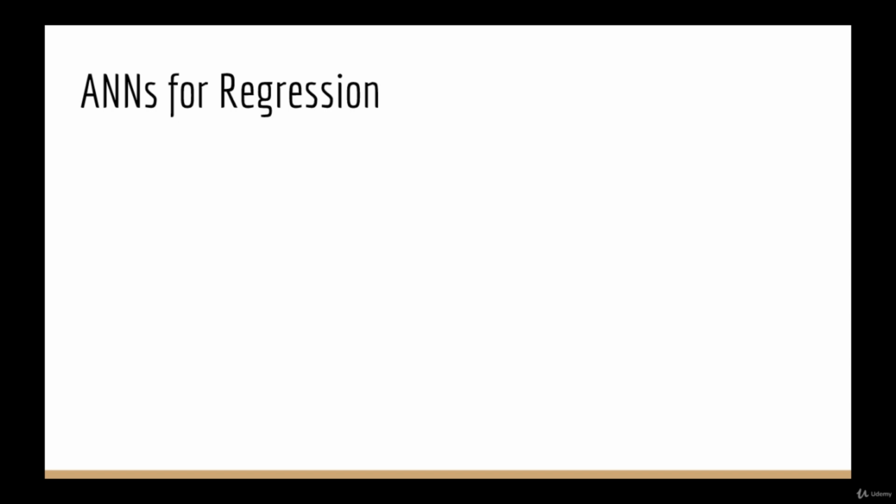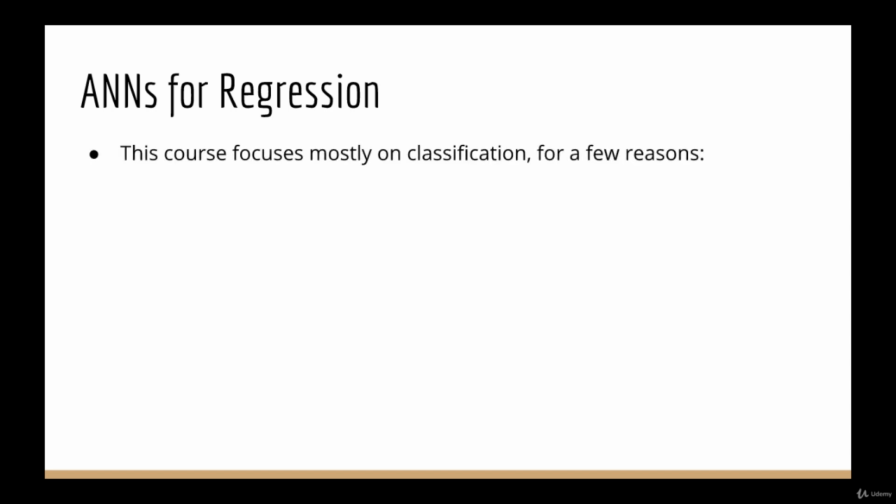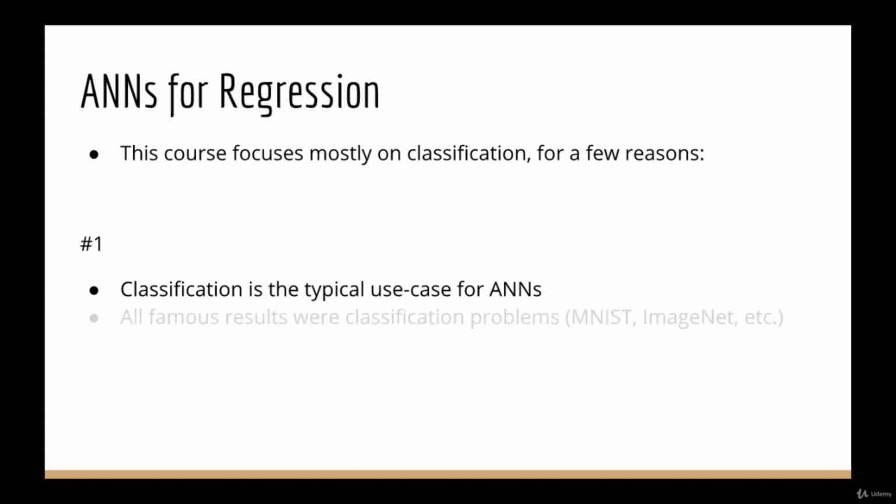Most of this course focuses on classification for a few reasons. Number 1, classification is the typical use case for neural networks. All of the most famous results that have come from neural network research have all been on classification problems, going all the way back to the MNIST dataset and more recently the ImageNet dataset. All of these are classification problems, so that's why this course also mainly looks at classification.